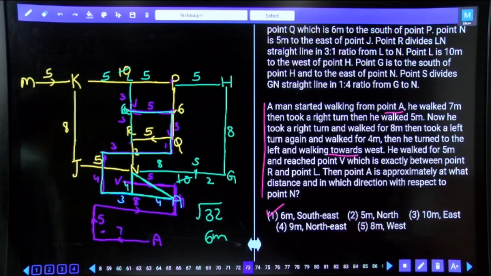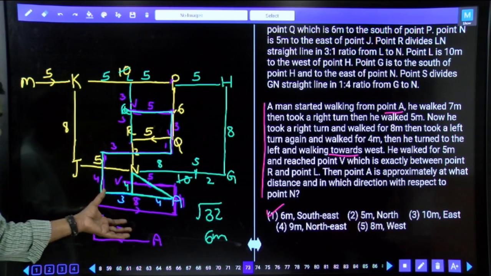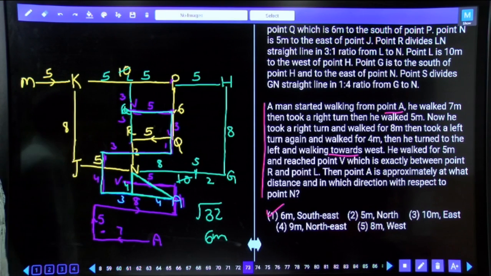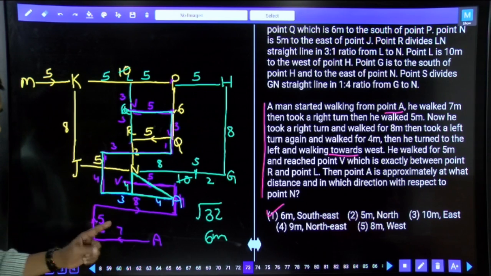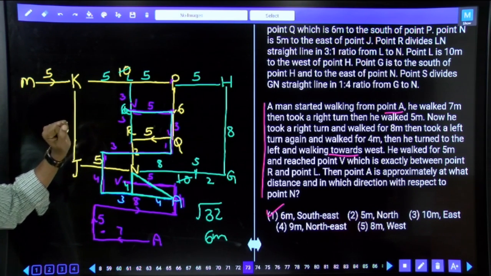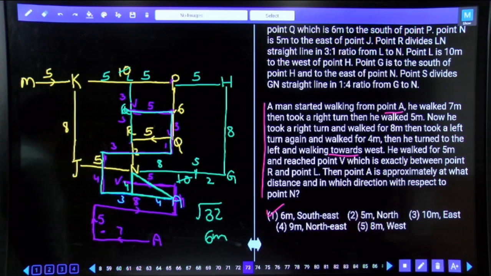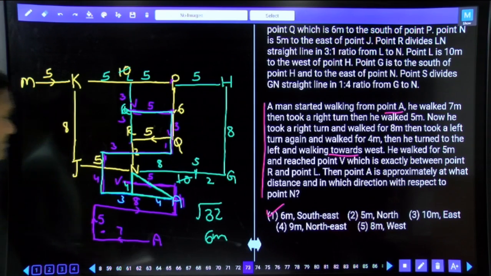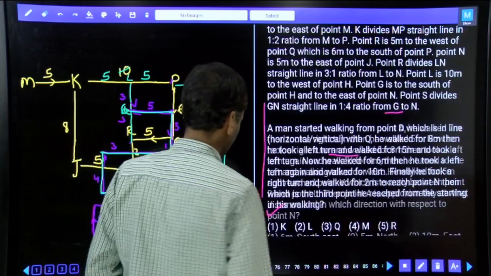Clear? Hope you have followed this one. First we have taken this one separately, then we have incorporated it into this. And this is how you need to work out these type of questions. Finally, one point will be fixed. From there we need to work out in the reverse order. Done with this? Yes, so hope you people are following this one. Any doubts in this? Then coming back to next one, question number 74.